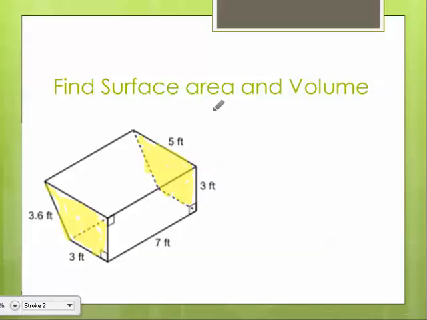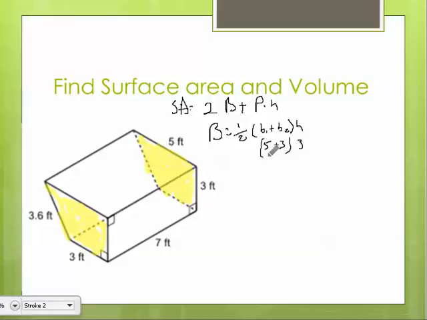So looking at our formula again, we've got surface area, and that's going to be equal to 2 times the base plus the perimeter times the height. Well, the base in this situation is the trapezoid, 1/2, base 1 plus base 2 times the height of the trapezoid. So in this situation, my base 1 is a 5, my base 2 is a 3. I'm adding those together. My height is a 3, and so I'll be getting 8 times 3, which is 24 divided by 2 is 12. So I got the area of the base. My perimeter is going to be 5 plus 3 is 8, plus 3 more is 11, plus 3 more is 14.6 feet.